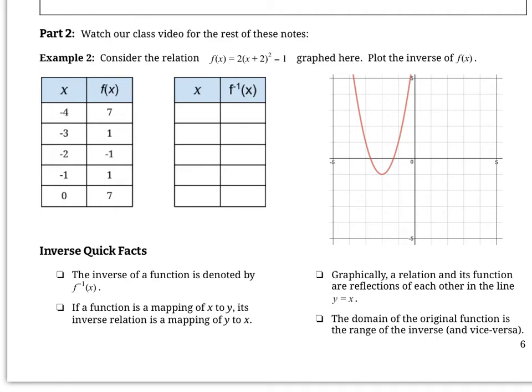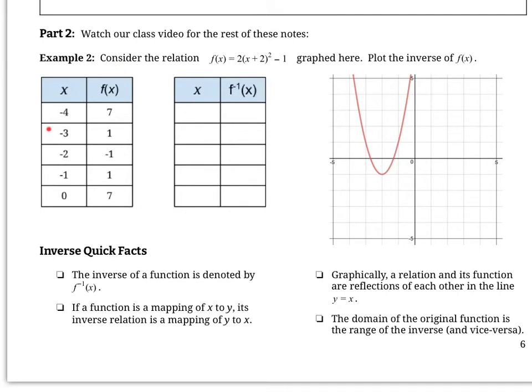In this video, we're going to start to work with inverse functions. From our previous introduction video, we know that an inverse function just undoes a function. Let's talk about this function right here. We have this parabola, and we're asked to plot the inverse.